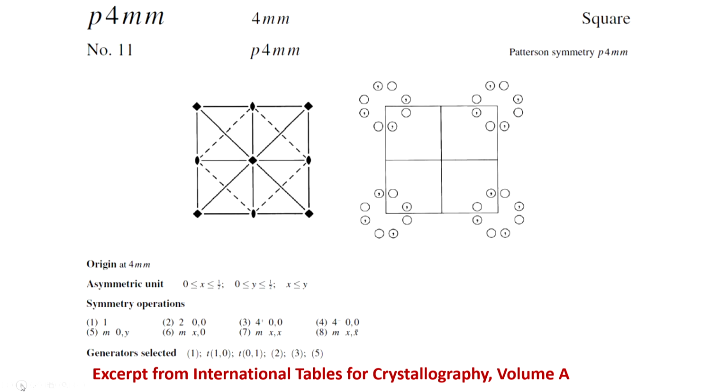Let us go to the third one, P4 mm. Now, this is the point group corresponding to that, and this is basically a primitive square. Origin at 4 mm, always we are trying to put the origin at the highest symmetry. Asymmetric unit is a little more complicated, 0 less than equal to x. So, x is varying between 0 and half, y is varying between 0 and half, and x is less than or equal to y. So, these are the constraints put. So, we have to find out what is that area.